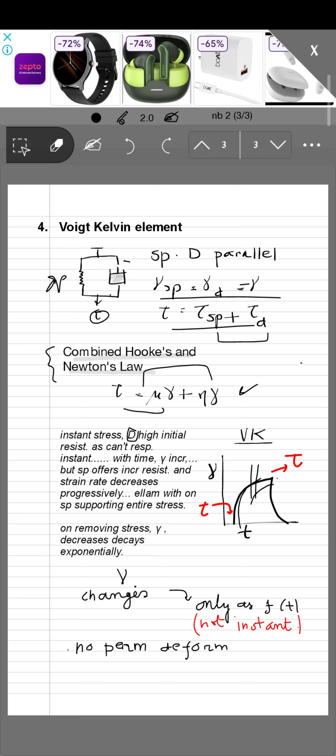where when the stress has been removed, the strain then decreases exponentially. Now, at this point, the whole system is as if the spring is supporting the system. And while the stress has been removed, the changes in the strain are only a function of time and they are not instantaneous. So this means that there is also no permanent deformation that takes place in the material.